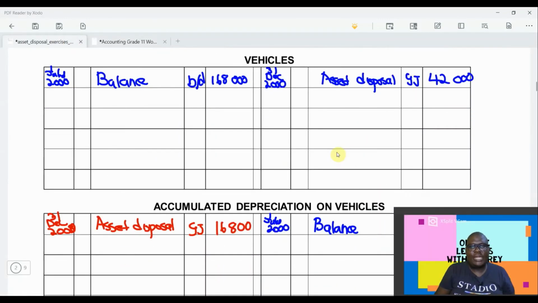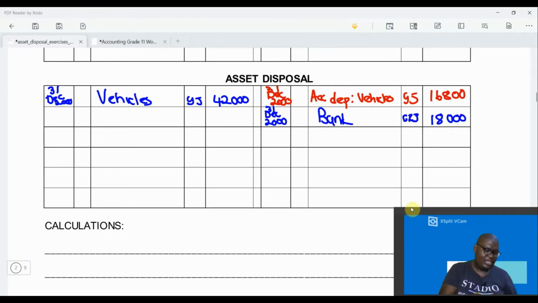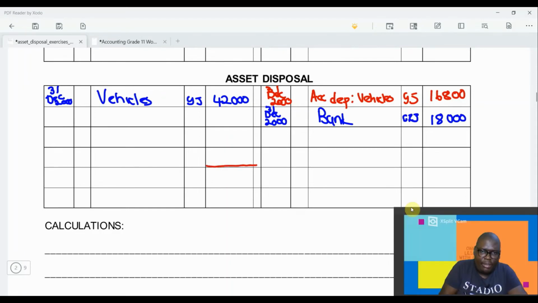Now on the account, you can already see that there is something missing here. Whatever is missing is our balancing figure, and this account doesn't have a balance brought down. So once you close it, we close it. The total here, if you check 16,800 plus 18,000, is below 42,000. So it means that the total here will have to be 42,000.